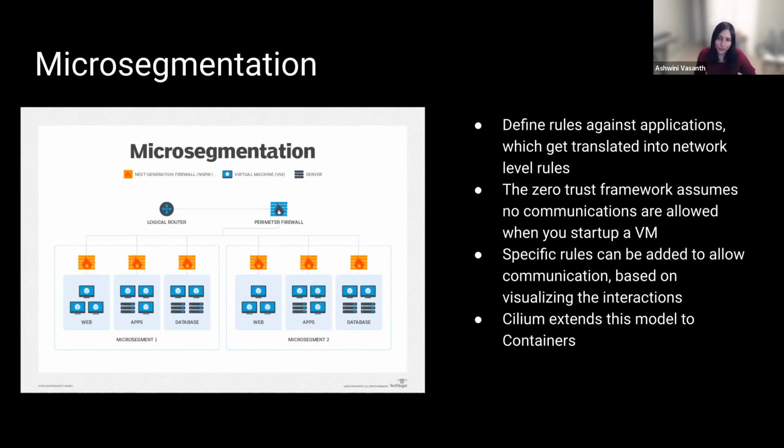So visualizing this actually adds a lot of value because you want to be able to see what the interactions are to be able to figure out which ones you want to block and which ones you want to let through. And usually the zero trust model is you start by not allowing any interactions and then start gradually allowing the interactions that you actually want to happen. There is a company called Cilium, which actually extends this model of network microsegmentation to containers. So this is also available in the Kubernetes world now.